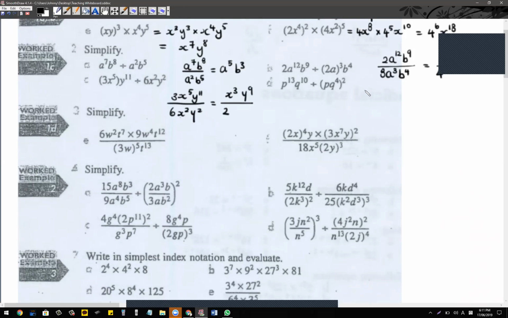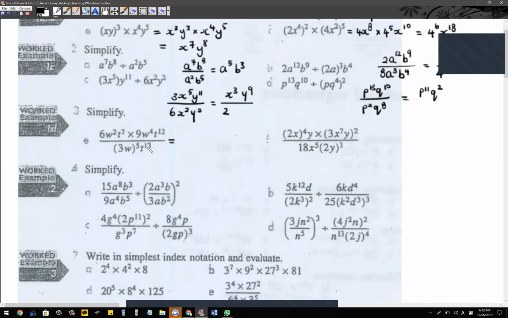This one here, p13 q10 over p squared q8. So it's p11. All of these cancel, you know, because 8, that's lower than 10, 13, that's higher than 2. That's the reason. So that's the answer, p11 q2.